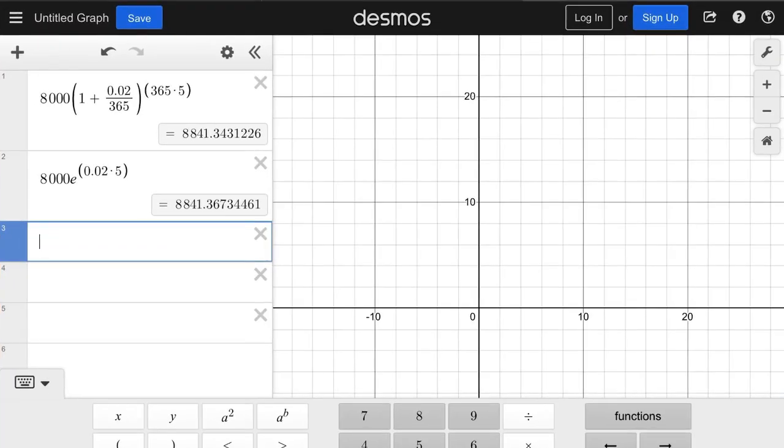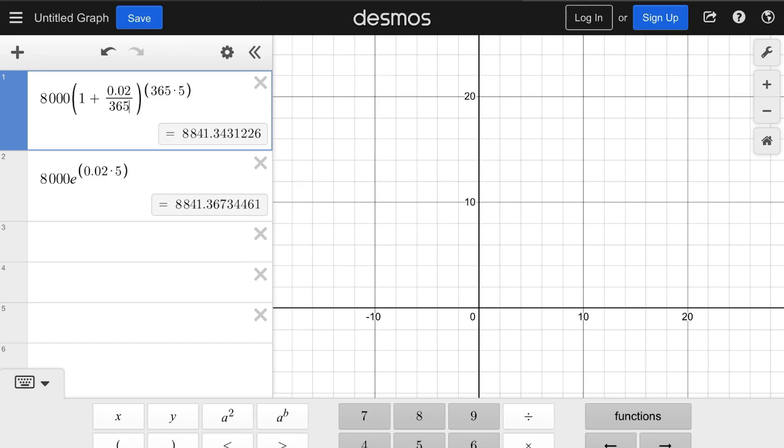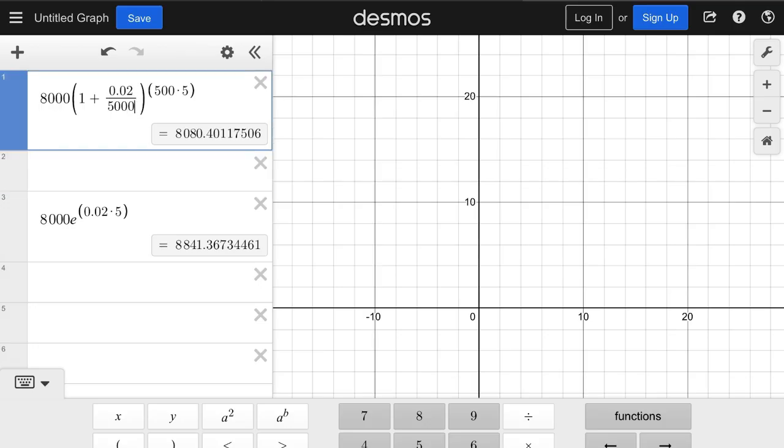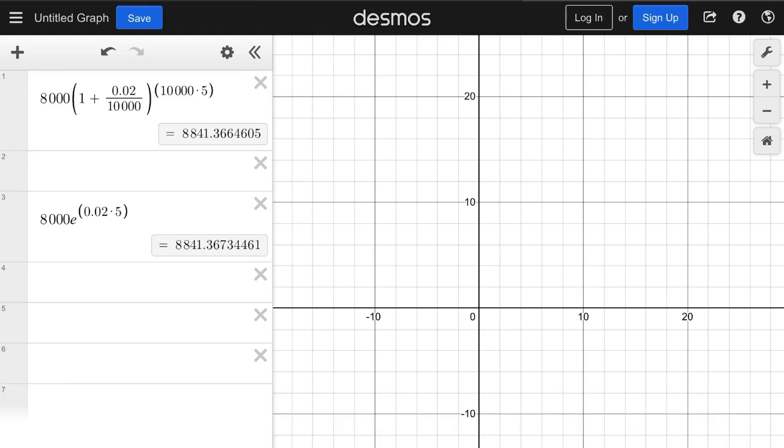And if you really want to, you can check that by making the number of compounds here as big as possible. If I make that 500 times a year, we're at 35 cents. If I make that 5,000 times a year, we're at that 37 cents. If I make that 10,000 times a year, there's only so big this can get, and we're still at that 37 cents. So that is our compounding continuously value.